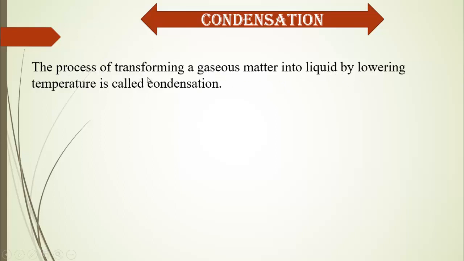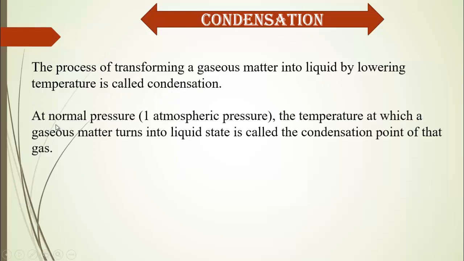We know that in gaseous state temperature is highest. So, if we cool the gaseous substance, it will at first convert into its liquid state. So, this transformation is actually known as condensation. Follow here, at normal pressure, that is 1 atmospheric pressure, the temperature at which a gaseous matter turns into liquid state is called the condensation point of that gas. The condensation point of steam is 100 degrees centigrade.